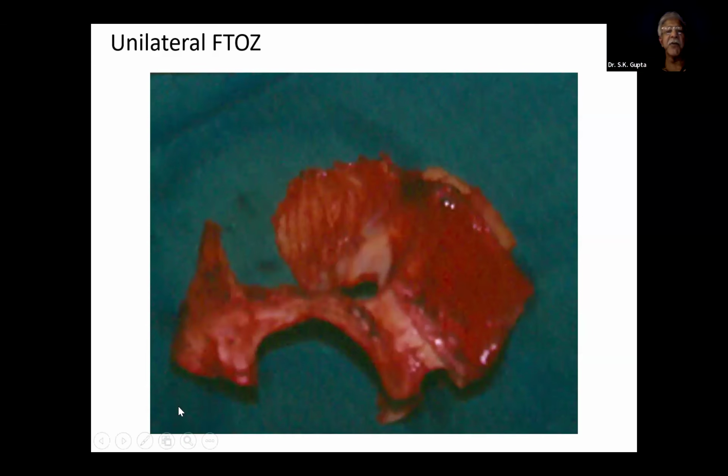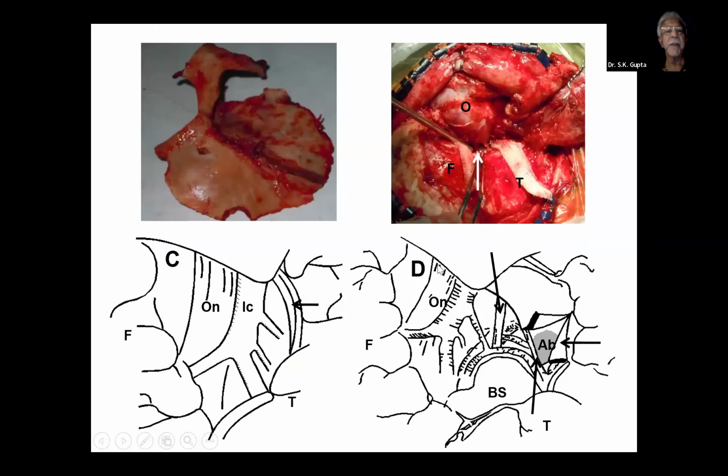This is a standard FTOZ which can be done. And after you do the FTOZ, you have the orbit, the frontal lobe, the temporal lobe, the sylvian fissure here. Once you open the tentorium, do a transsylvian dissection, the temporal lobe falls away. The optic nerve, carotid artery, tentorial edge, third nerve, brainstem, then the tentorium as we cut here.